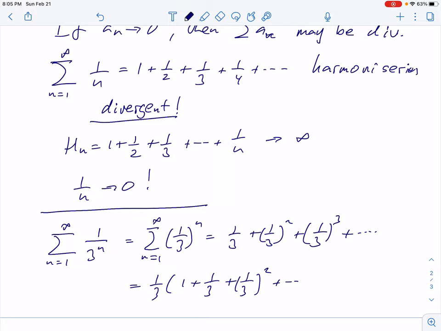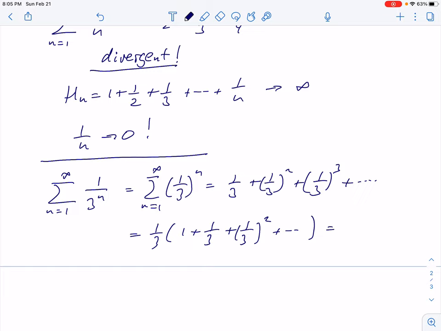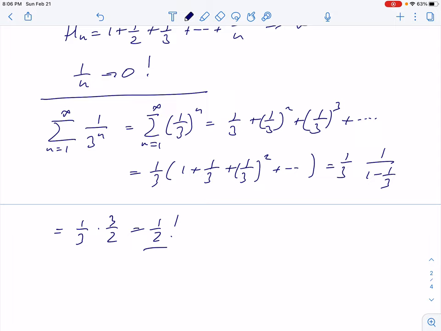And now I can use my formula. So this will be 1/3 times 1 over 1 minus 1/3. And this will be 1/3 multiplied by 1 over 2/3, which is 3/2. Reducing by 3, we have 1/2. This is the value of the series. So this series is convergent. We can evaluate it. When we have geometric series, we want to evaluate them.